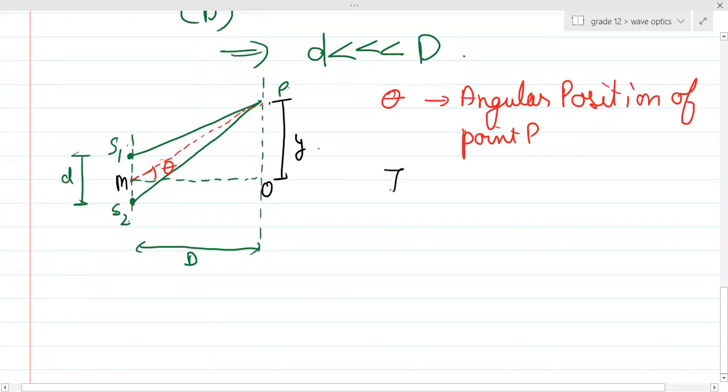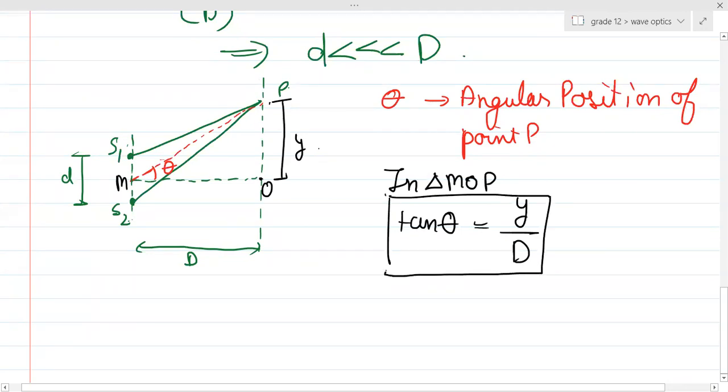So in triangle MOP, M is the midpoint of S1 and S2, O is the point where the central bright fringe is, and P is the general point, right? So in triangle MOP, can I say y divided by D is equal to tan theta? Can I say this? Yes, I can say this, right?